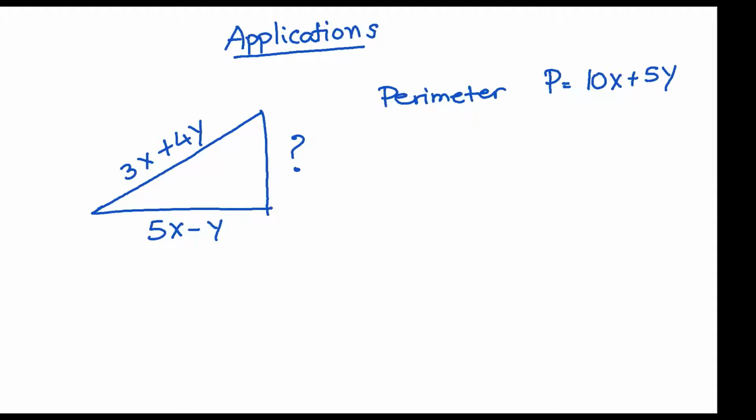So let's look at this problem. This triangle has a perimeter P equals 10x plus 5y. We know two sides. One side is 3x plus 4y, another side is 5x minus y. I do not know what this third side is. I want to find that. How do we find it?